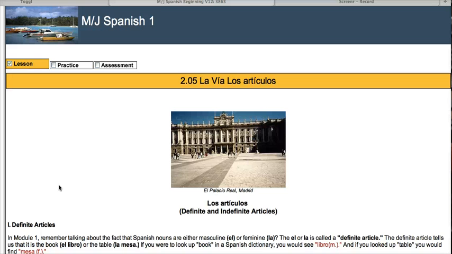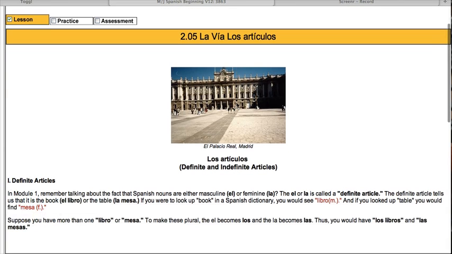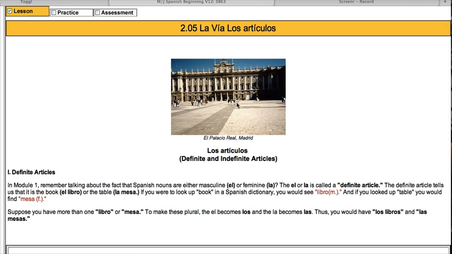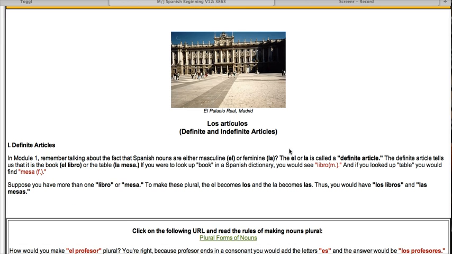Okay, we're going to review a kind of a tricky topic here in 2.05, and those are called definite and indefinite articles. You've been using articles a little bit, and you've seen them here and there when you did el muchacho and la muchacha. The el and the la are articles, they're called, and those happen to be definite articles. So in Module 1, you talked about Spanish nouns like girls and boys, muchacho, muchacha, estudiante, profesora, maestra, things like that, being either masculine or feminine.